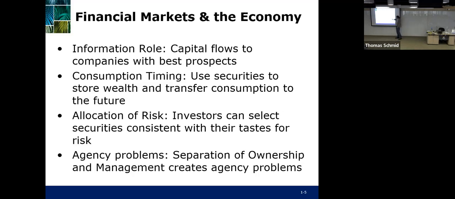This is not an exclusive list, so there are more potential reasons. This all sounds pretty good, but financial markets are not all good. I mean, they also lead to problems, and they also come with some issues. And probably the biggest issue is agency problems.